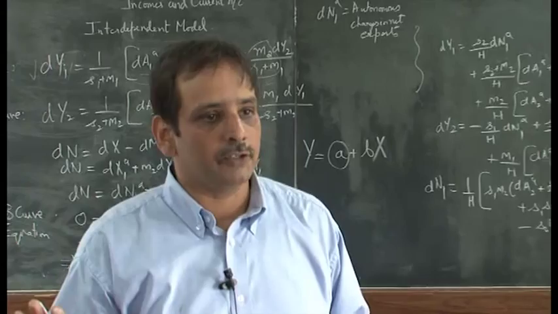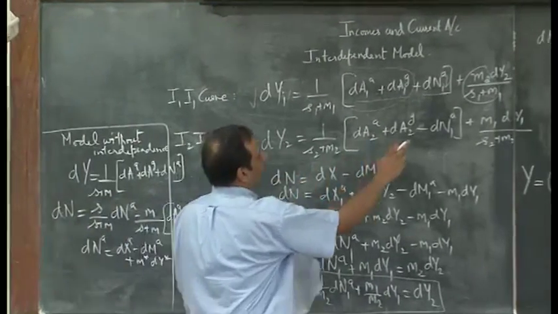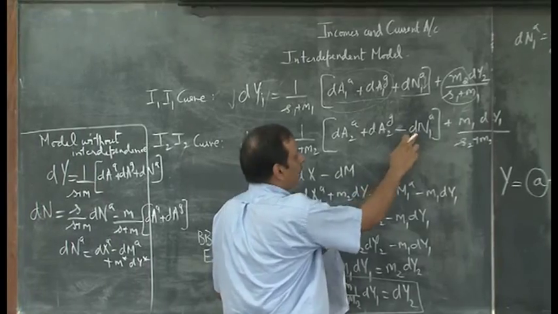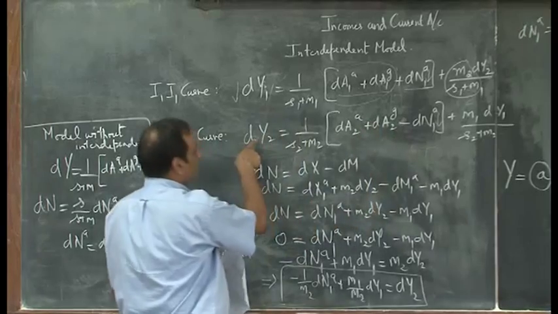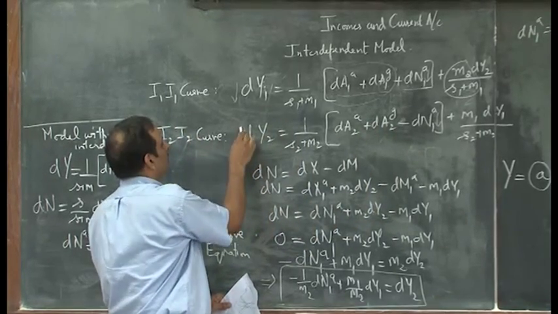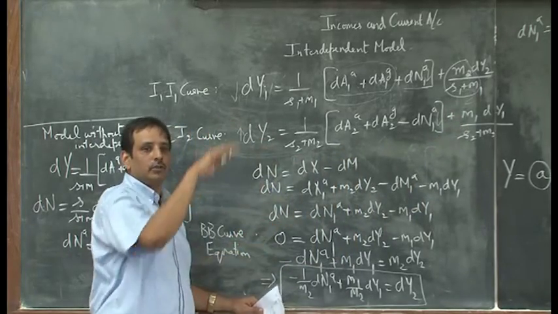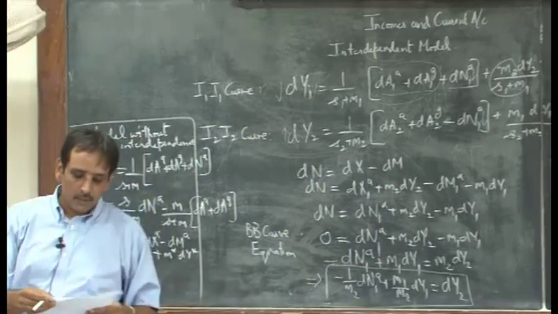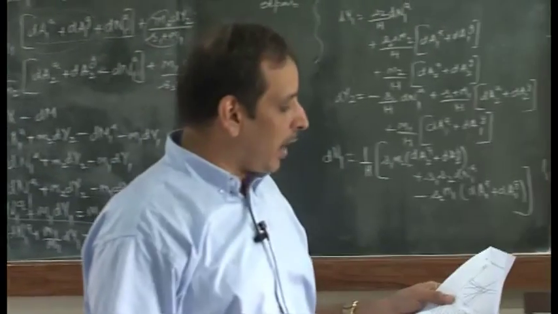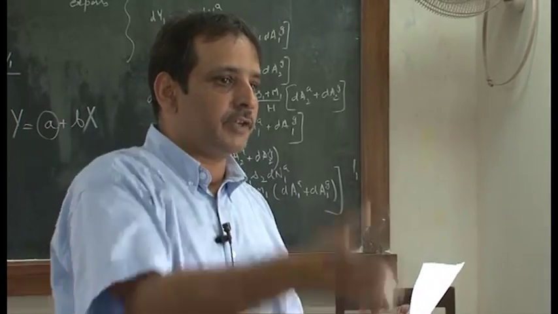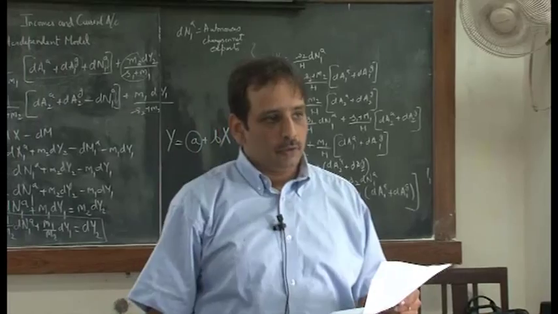But that's not the end of the story, because the dN1A term is also present here. When the dN1A term goes down and there is a negative sign here, the dY2 term goes up. Given dY1, the dY2 term goes up. So the I2 curve, given the US income, shifts upwards, or to the left.